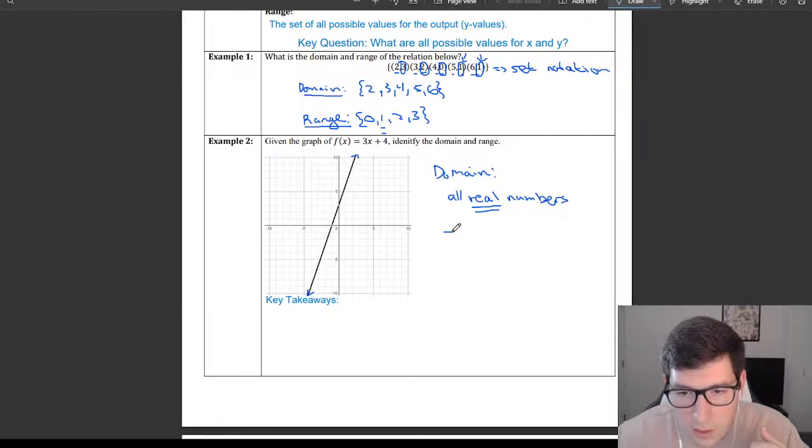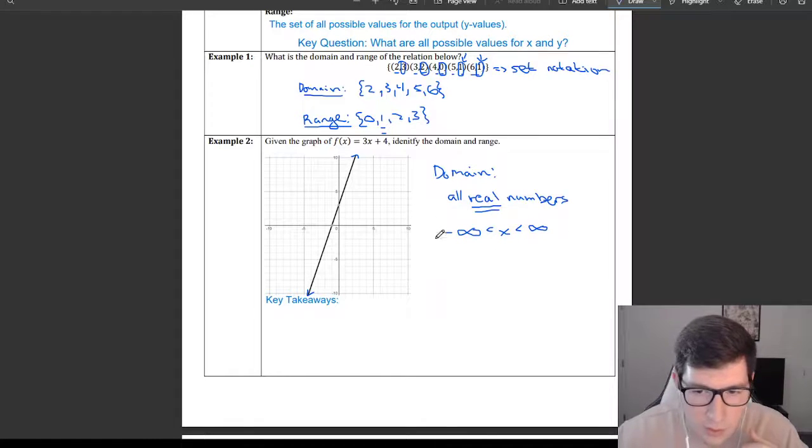I could say that I know this is going to be negative infinity is less than x, which is less than positive infinity. Sorry, this should just be less than. You cannot equal infinity, my apologies. So negative infinity is less than x, which is less than positive infinity, right? Because this says, hey, it's going to go on forever. That's what this is saying.